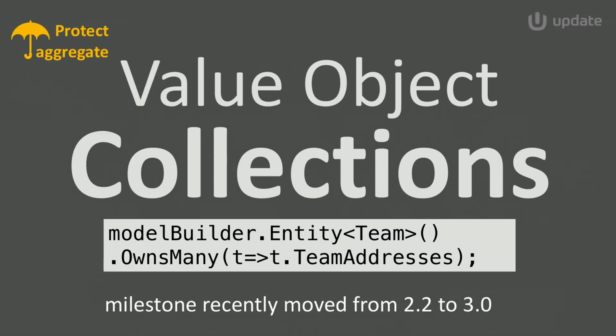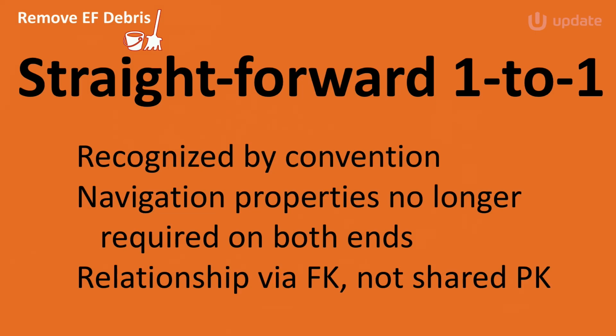I want to point out that right now we don't have support for value object collections. The team was working on it, the Entity Framework team, not the football team. The Entity Framework team was working on it, but they've pushed it off to 3.0. But we're eventually going to have an owns many mapping as well, along with the owns one mapping. I want to point out this is removing EF debris, right?